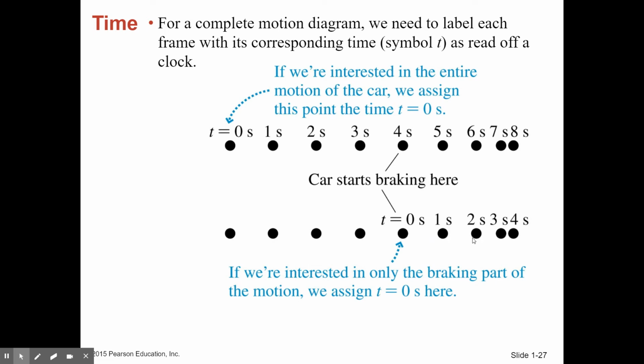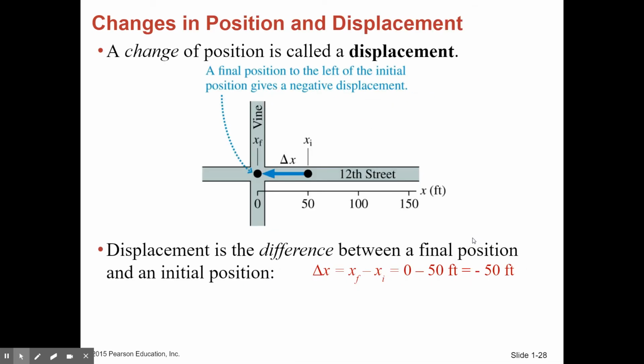So with time, you have to be wary that depending on what motion you're analyzing, we've got 2 kinds of motion here, right? From 0 to 4 seconds, it's moving at a constant speed. It's that uniform motion. And then from 4 to 8 seconds, it's slowing down. It's decelerating, so to speak, which we'll talk about later on. So a change of position is called displacement. We talked about this. This is a little review. We talked about displacement, how far you are from where you started.